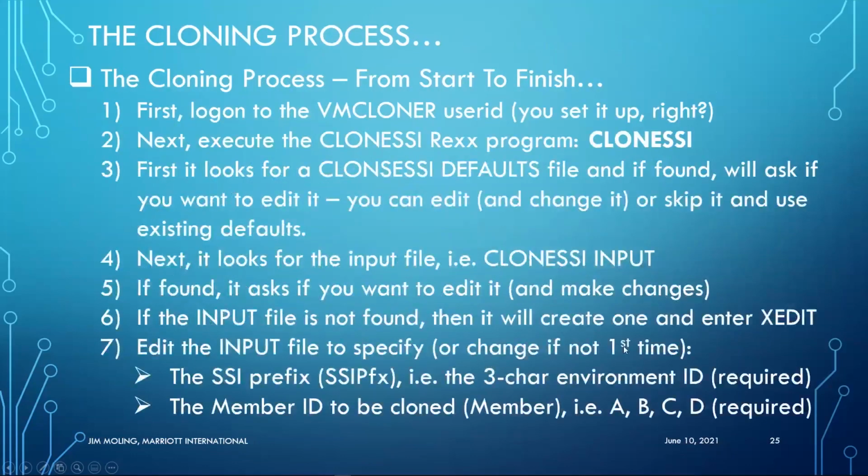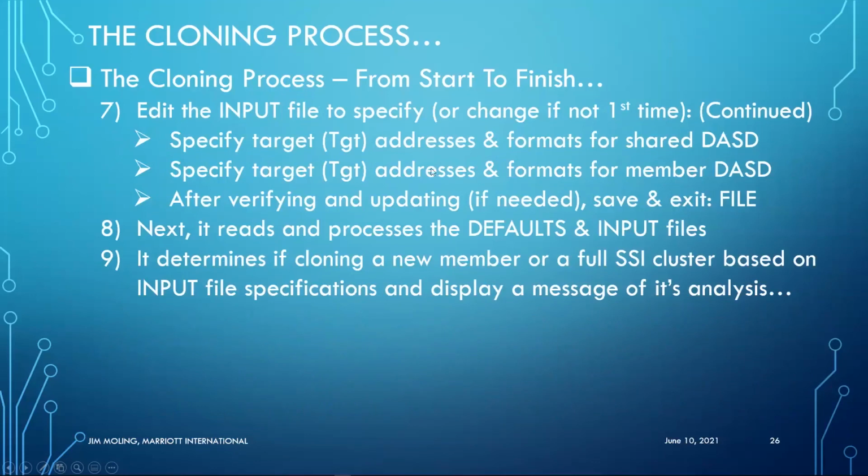Okay, so now this process, we're going to go through from start to finish what happens to actually do the cloning process, and we'll just skip through this because I'm out of time. But you log on to the VM cloner ID, which you set up, right? And then you execute the Clon SSI program, reads the defaults, and then it reads the Clon SSI input file and goes from there. Does all these things.